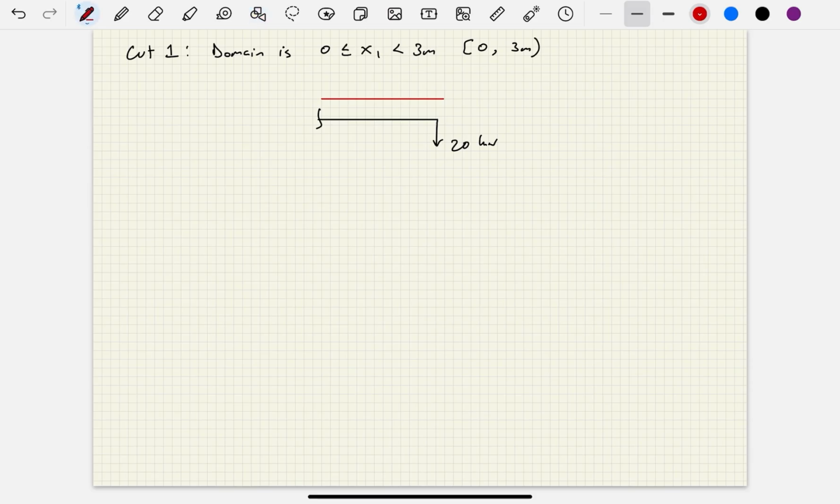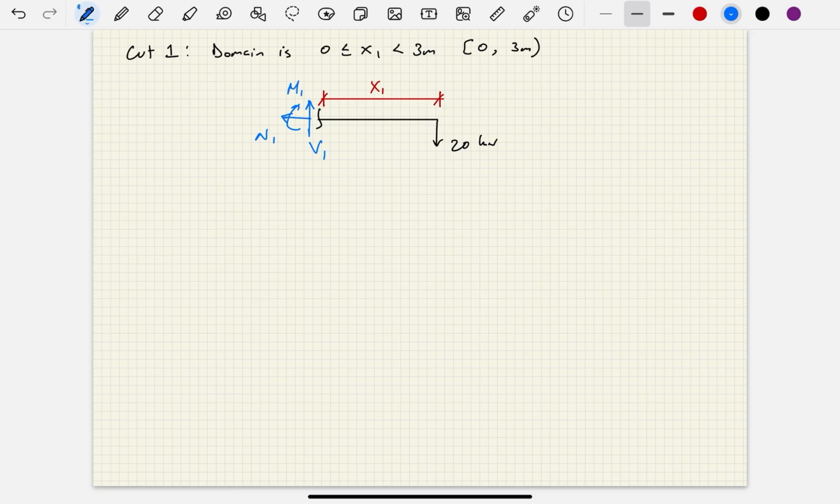Is it 3 meters? Is it 1.5 meters? No, this is literally x1. You're making a cut at a distance of x1. And then when we make this cut, what shows up here? Well, we're going to have a V1 here, an N1 here, and an M1 here.